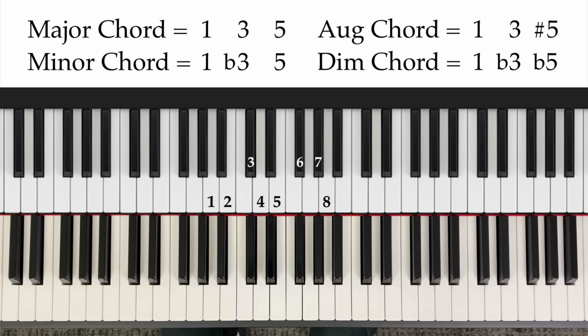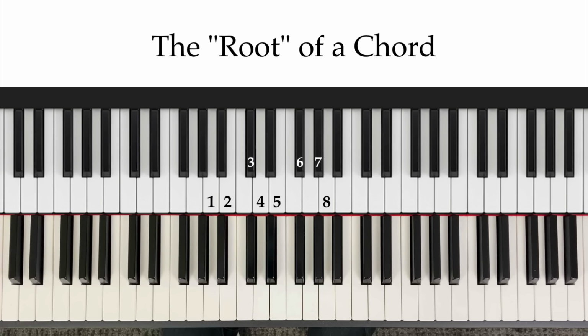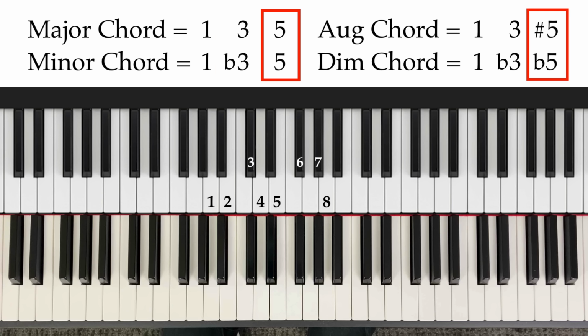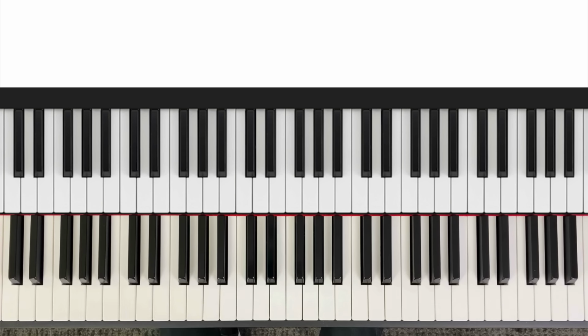So we're just taking the first, third, and fifth scale degrees of the scale and flatting and sharping scale degrees. The first scale degree is called the root of the chord. So the root of a C chord is C, and the root of an A chord is A. The third scale degrees are called the third of the chord, and the fifth scale degrees are called the fifth of the chord.